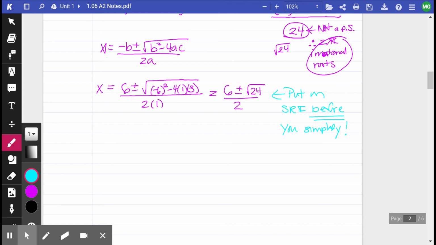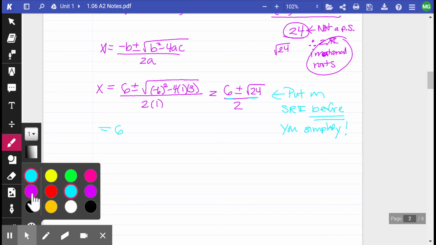We can't simplify the rad 24 and the 2 because one's under a radical and one's not. Some people try to do the 6 and the 2, and that still won't work. You have to have this in simplest radical form first, and the 2 has to go into both the terms above it. So let's put it into simplest radical form now.